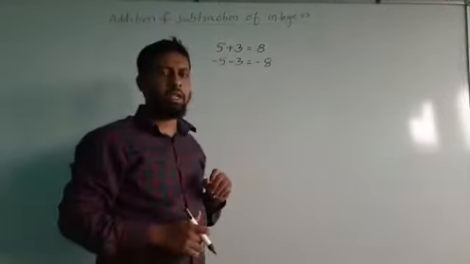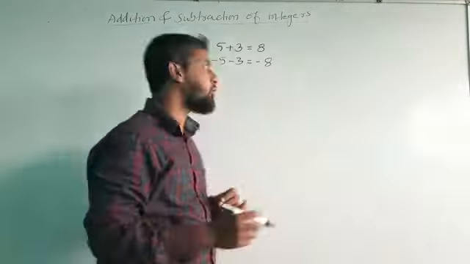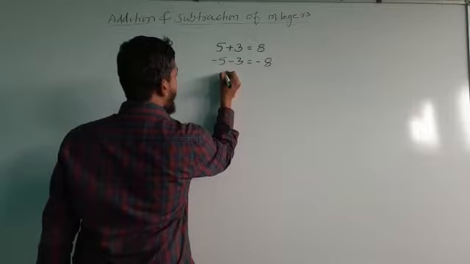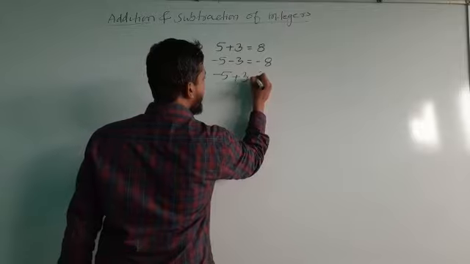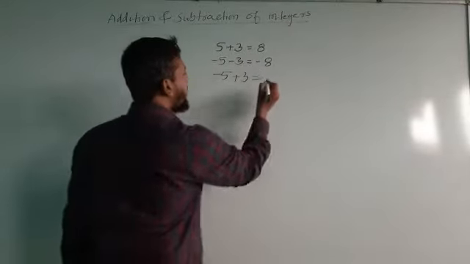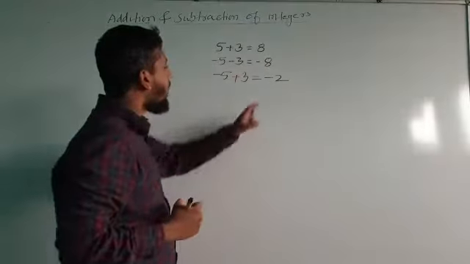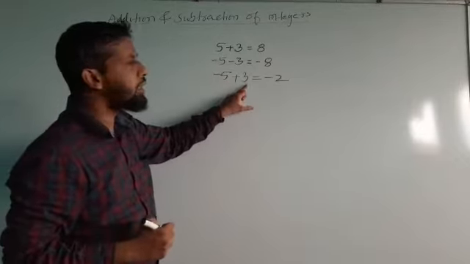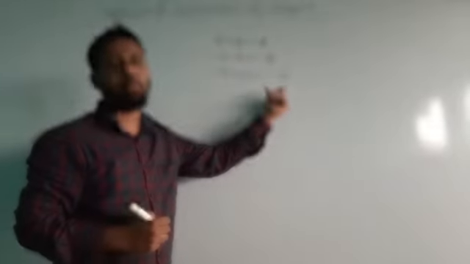Now, next. Different sign we subtract. Suppose -5 plus 3. The result will be -2. Why result is -2? First of all, this is important. If signs are different, we subtract. Same sign we add, different sign we subtract.